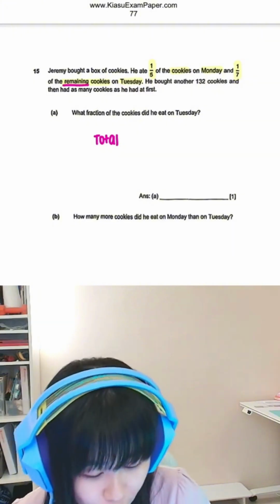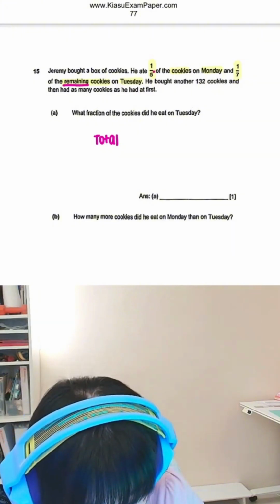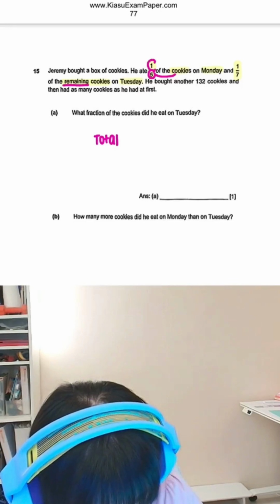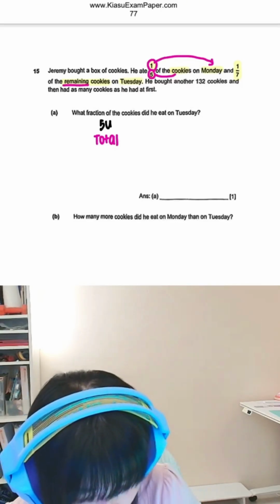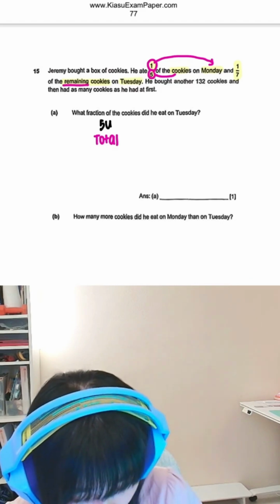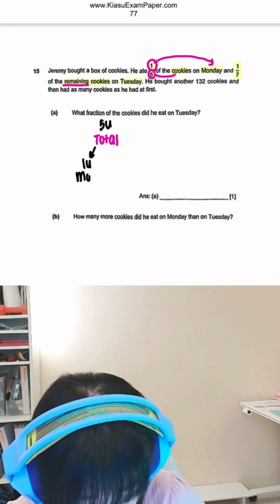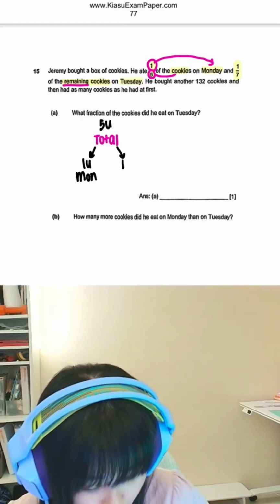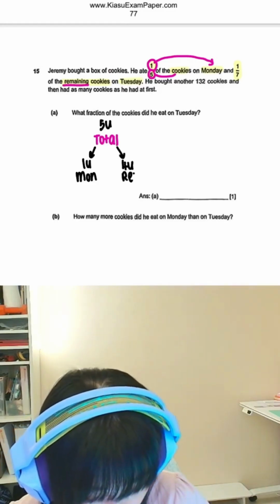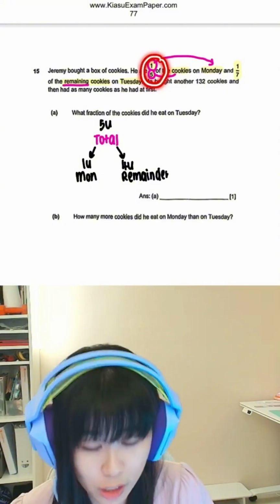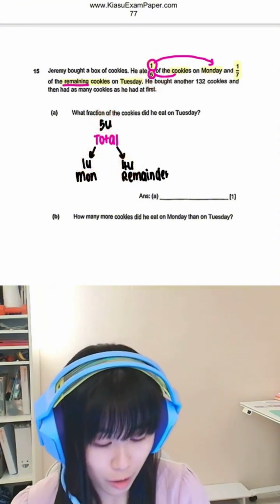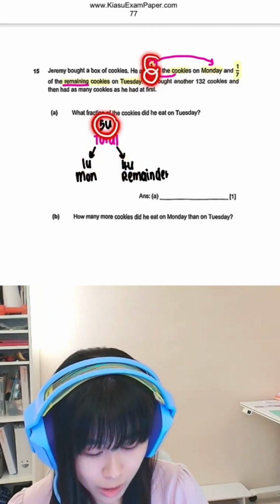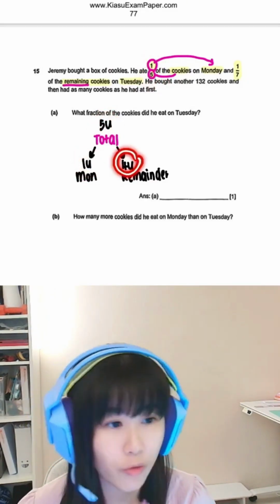He ate 1/5 of the cookies on Monday. It means the total is 5 units, out of which 1 unit is from Monday. It means your 5 units total, you are going to branch out. 1 unit is for Monday. Which also means that 5 minus 1, your remainder is 4 units. When I look at this fraction first, I should get 1, 2, 3. First branch: 5 units, 1 unit, 5 minus 1, 4 units remainder.